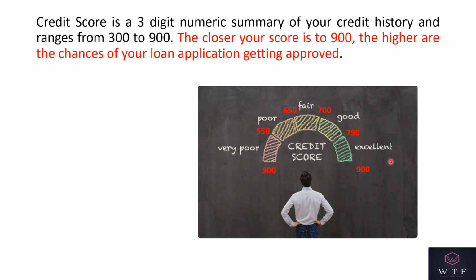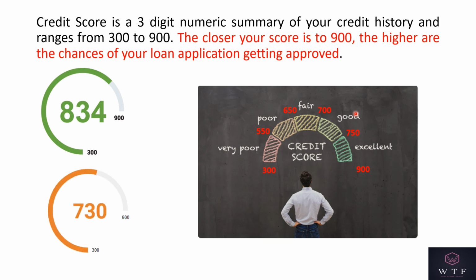You should always try to maintain your credit score above 750 so that you don't face any challenges in any credit requirements, or in the worst case scenario at least try to maintain a credit score of 700 and above. So for example, if your credit score is 834, it would come under the excellent category, and if your credit score is let's say 730, it would come under the good category.